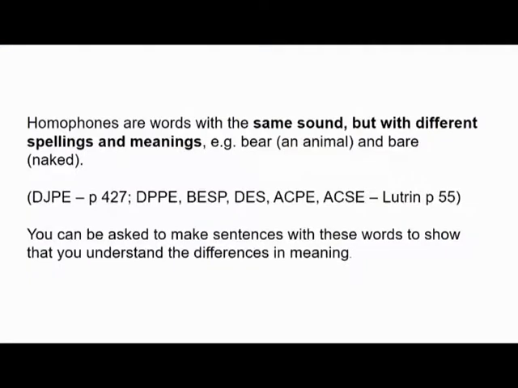You can be asked to make sentences with these words to show that you understand the difference in meaning. DJPE, you will find homophones and homonyms on page 427, while the others will find it in their Lutheran book on page 55. Diminutives. I often get it that you don't know what is a diminutive. Diminutives are the small things. Babies, as I explain it. Those are babies. So diminutives, you have to give the diminutive of a given word.